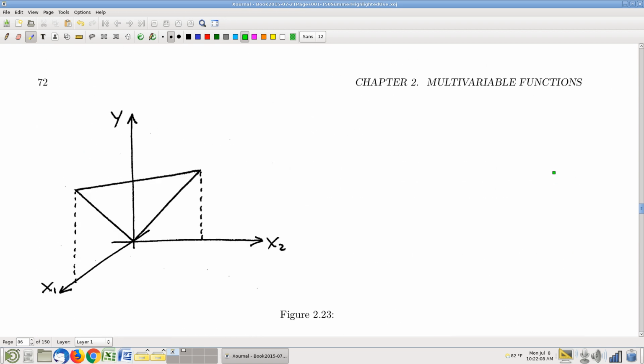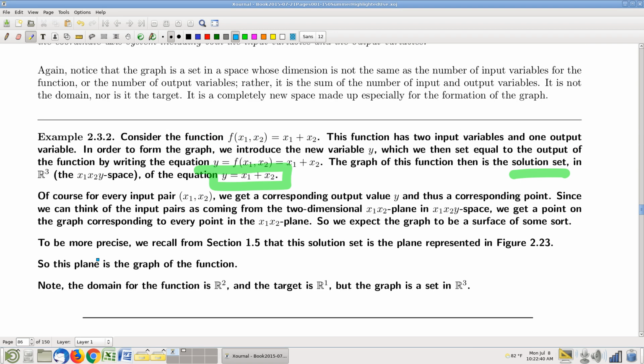Here's a picture of it. It's sort of going up like that. You can see it goes through the origin. If x1 and x2 are both 0, so is y. And then as x2 increases, so does y. And as x1 increases, so does y. So this plane, it's kind of hard to draw a picture just because of the angle and the perspective. But this plane's kind of coming up out of the page. It's going up as it comes out at us. Okay. All right. So that plane is the graph of this function.